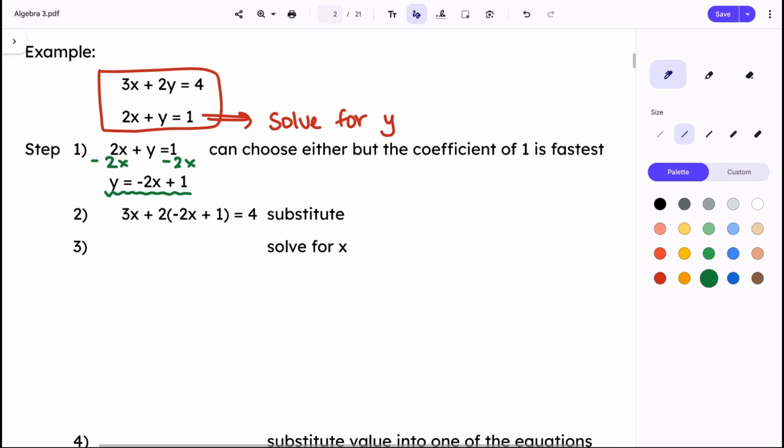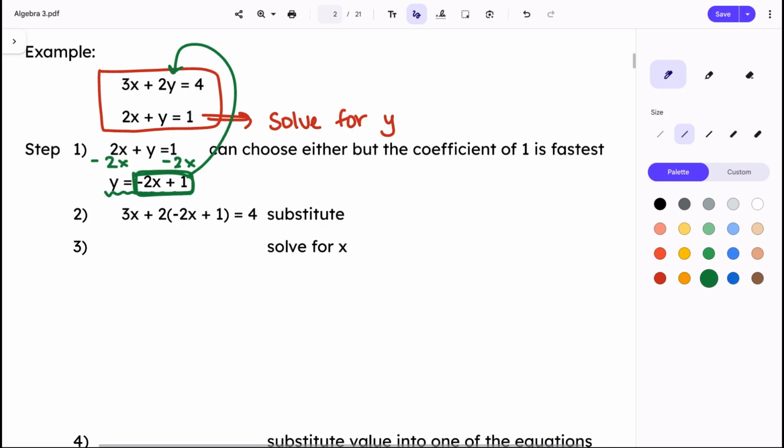Now we're going to start our substitution. When you substitute, you need to go into the other equation that you haven't touched. You can't go back into the same equation, because it won't work out for you. Stuff will start to go away and you'll be kind of stuck. So you want to take this expression, negative 2x plus 1, and plug that in for the y up in the first equation. And that's what I have written down here for step number 2.